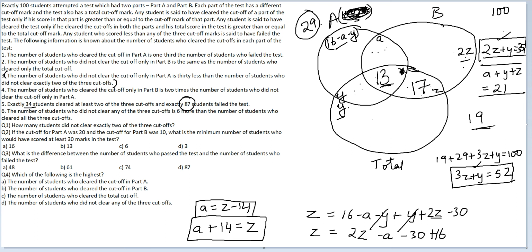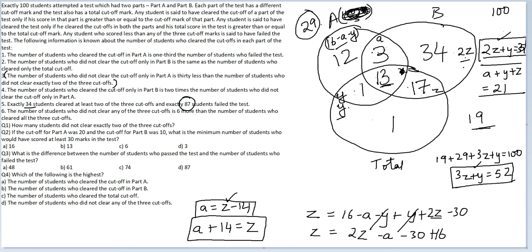If Z is equal to 17, can you also reach the conclusion A is equal to 3 now? So this is 3. Now because 3Z plus Y is equal to 52, 3 into 17 is 51, Y should be equal to 1. This region should be 34, which is 2Z. Now the only region left is of people who cross the cutoff only in A. 16 minus A minus 1, so this should be 12 now. I have all the regions, I have all the numbers.